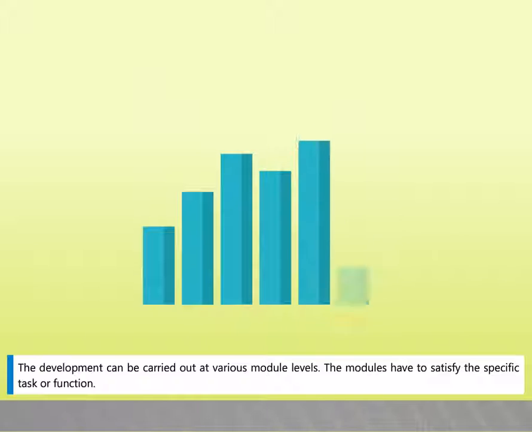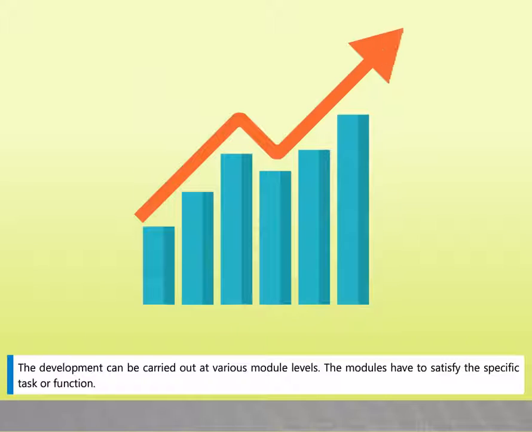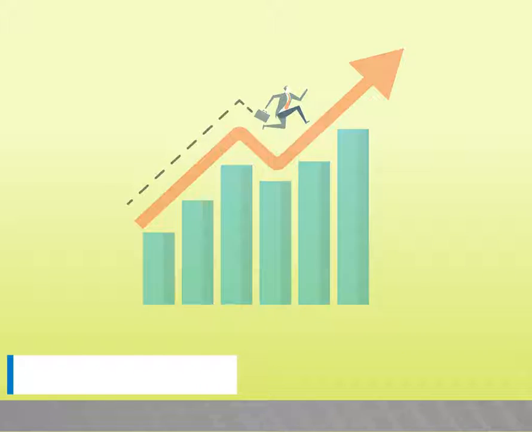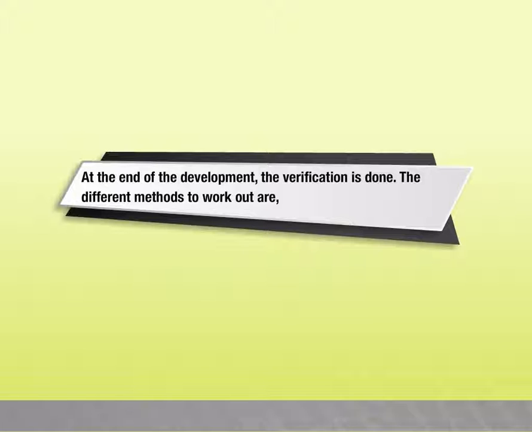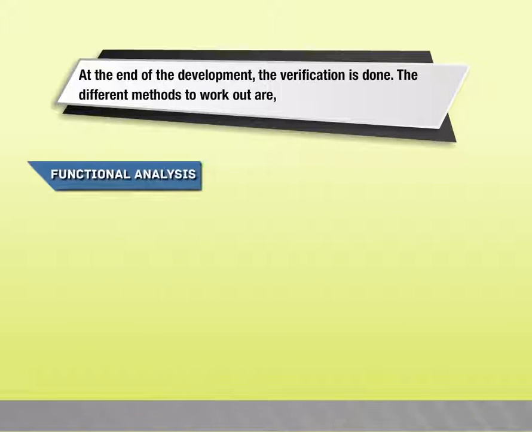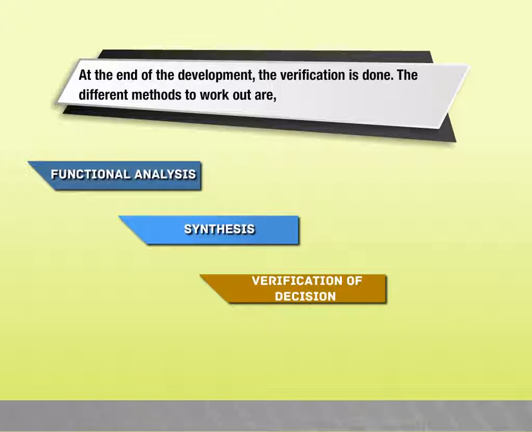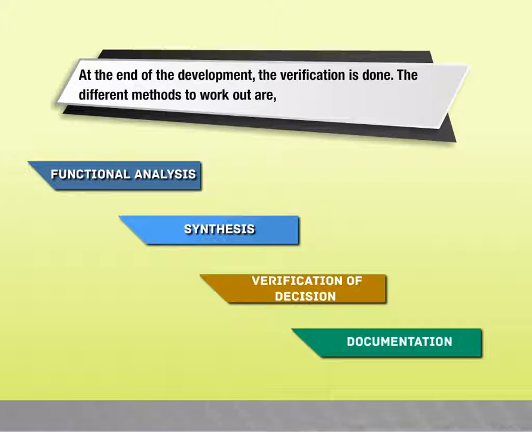The development can be carried out at various module levels. The modules have to satisfy the specific task or function. At the end of the development, the verification is done. The different methods to work out are functional analysis, synthesis, verification of decision, and documentation.